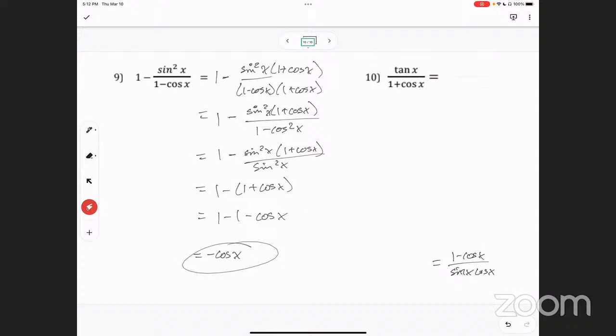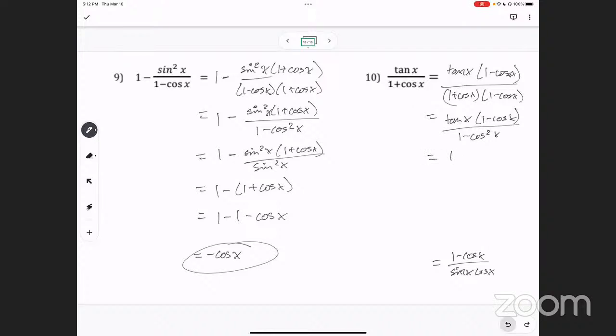So what I'm going to do is, again, that same trick. Remember that trick is very useful. I'm going to multiply the top and bottom by 1 minus cosine. So this is equal to tan x times 1 minus cosine x all over 1 plus cosine x times 1 minus cosine x. That equals tan x times 1 minus cosine x all over 1 minus cosine squared x. Now I'm going to go ahead and write this tangent as sine over cosine.